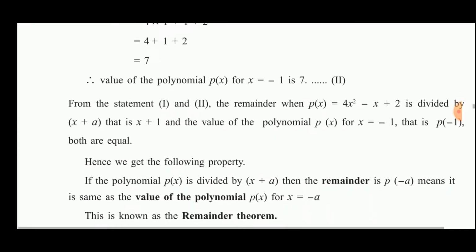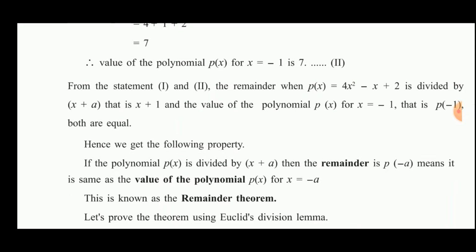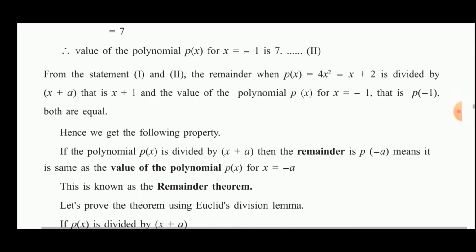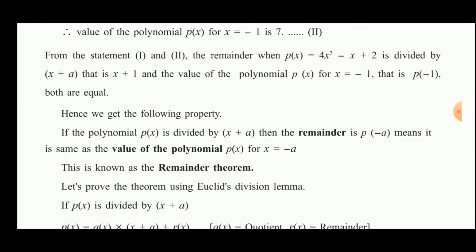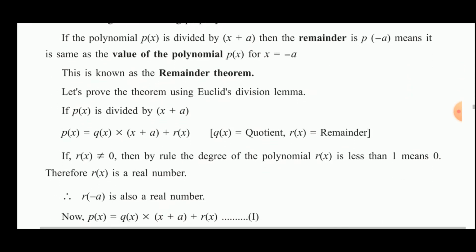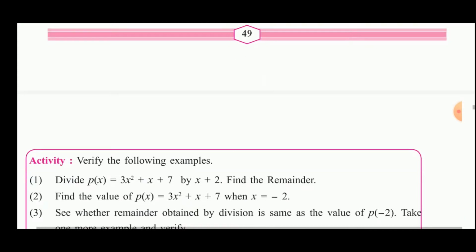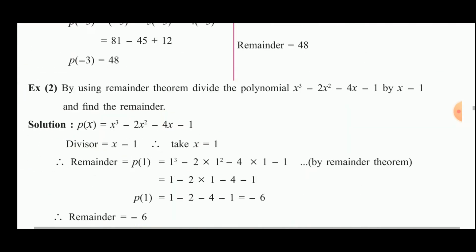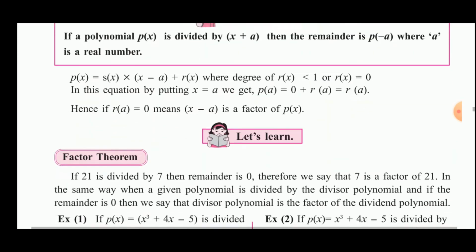So this shows you that when the polynomial p is divided by x plus a, then the remainder is the value of the polynomial at x is equal to minus a. This means it is the same as the value of the polynomial for x is equal to minus a. This is known as the remainder theorem. Now here is another example in this next.